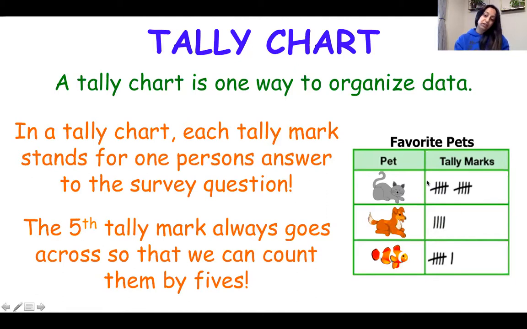So if we look at this tally chart, next to cat, it looks like 1, 2, 3, 4, 5 people, 6, 7, 8, 9, 10 people chose cat. Instead of counting by 1s like I just did, because we see a diagonal dash, that means this is 5. So we can count by 5s. 5, 10. 10 people chose cat. For dog, there isn't a dash, so we have to count by 1s. 1, 2, 3, 4. 4 people chose dog. And for fish, there's 5, 6. 6 people chose fish.